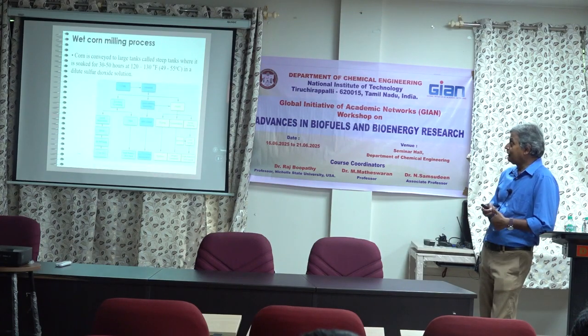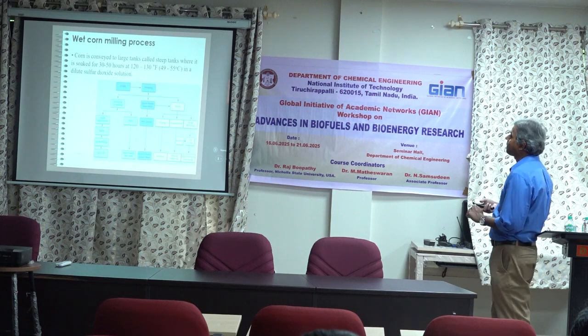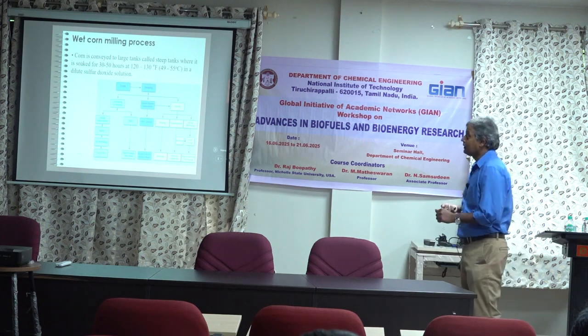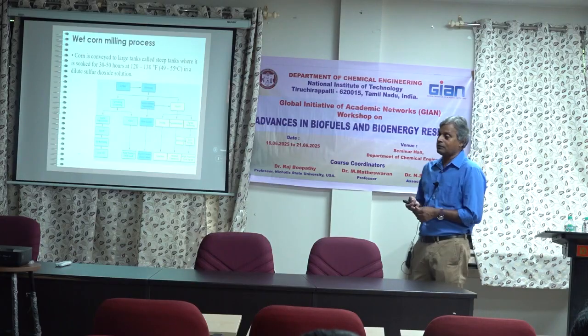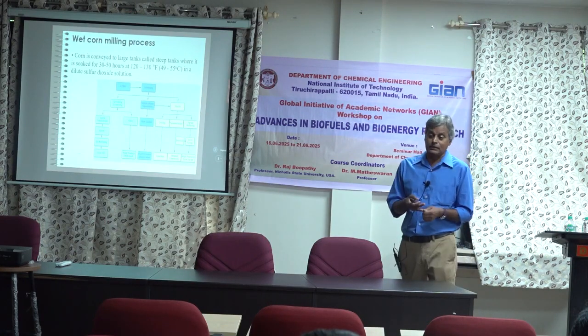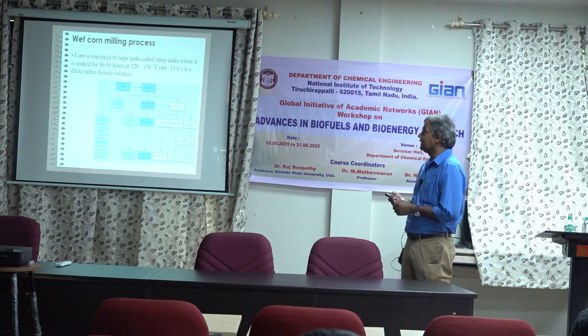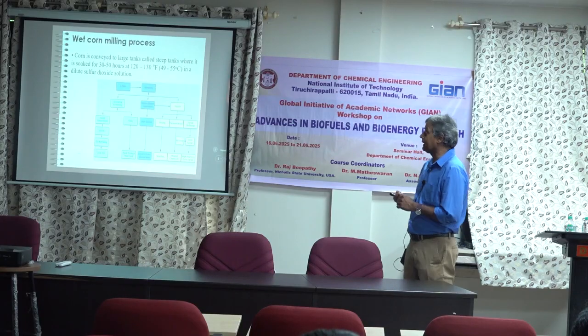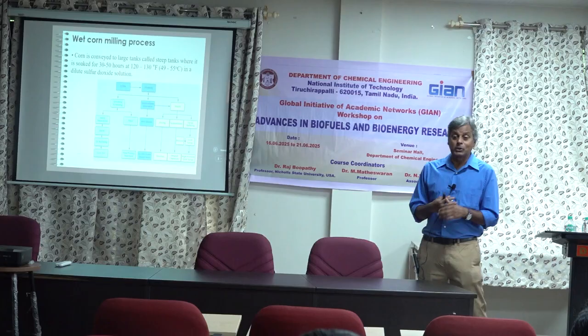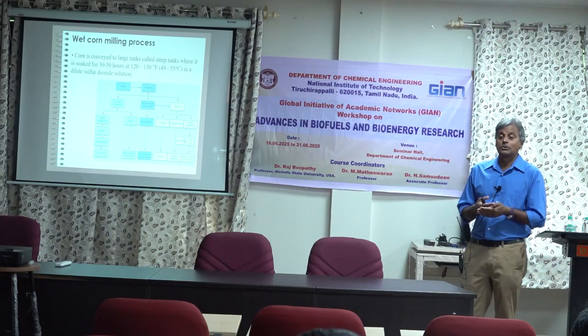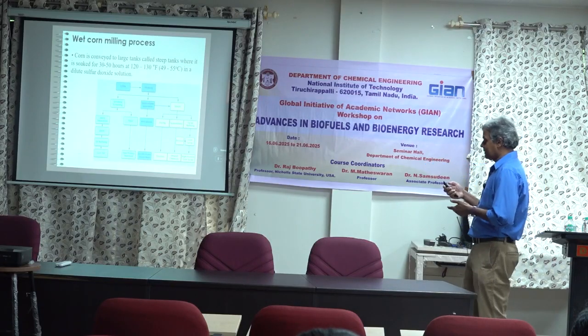Let's look at the wet corn mill processing and how it is processed. Corn is conveyed to large tanks called steep tanks, where it is soaked for 30 to 50 hours at 120 to 130 degrees Fahrenheit, around 55 degrees centigrade, in a dilute sulfur dioxide solution. Basically, you're cooking and getting the starch out. That's all you're doing.